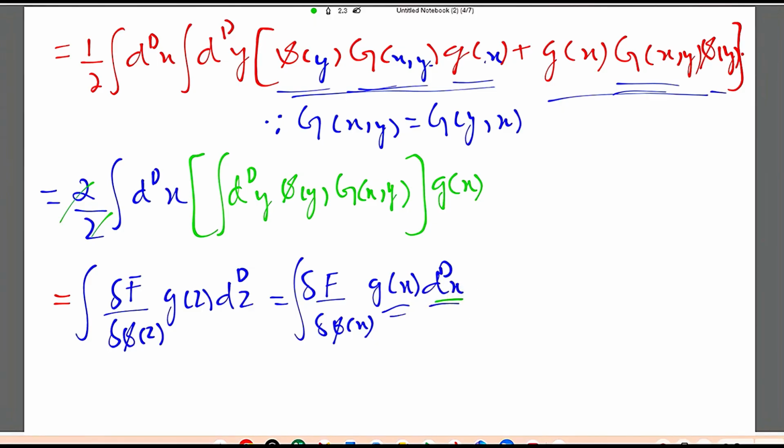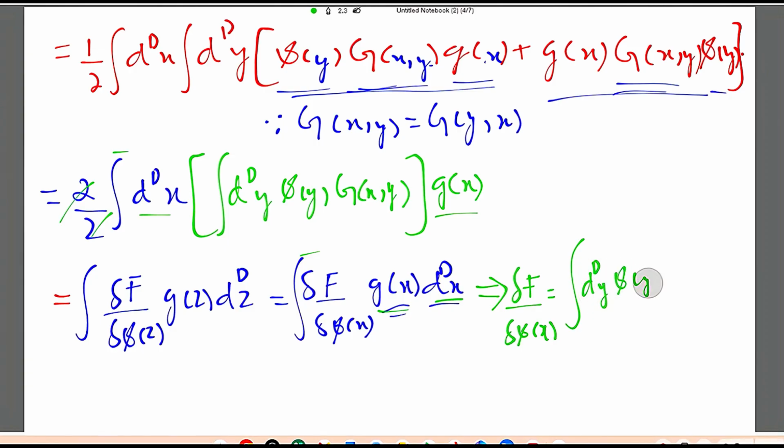So this is d dx, this is d dx, g of x, integral, and this integral. Anything outside of it, anything other than these three things, is the functional derivative. So the comparison implies that the functional derivative with respect to phi of x is equal to the integral dy phi of y g of xy. That is the functional derivative of this functional that we were given with respect to phi of x.